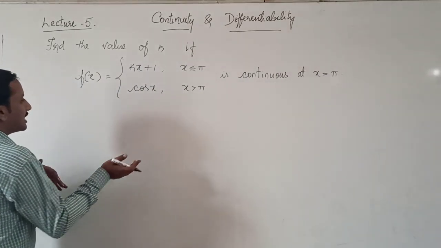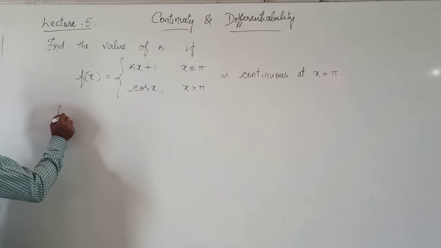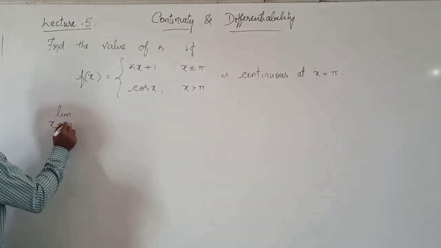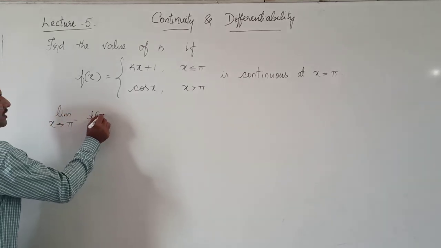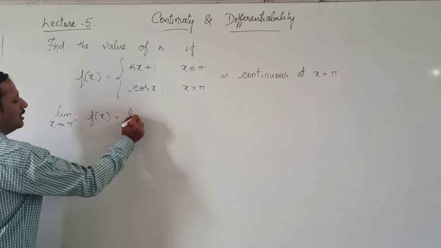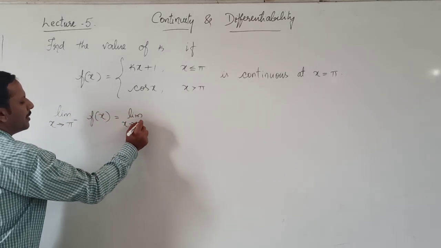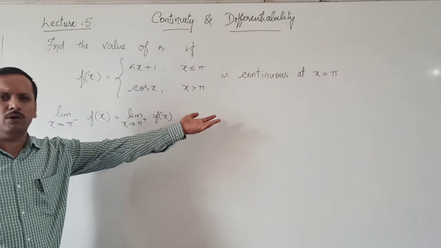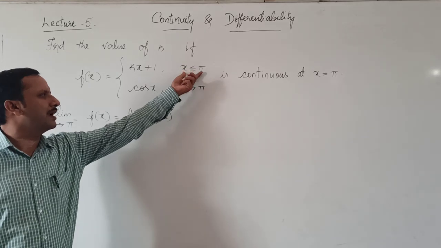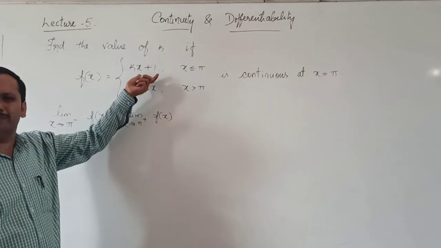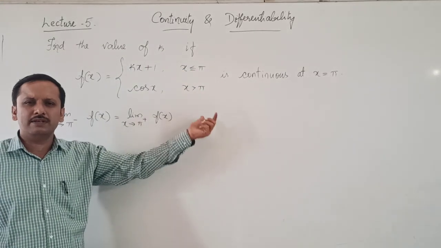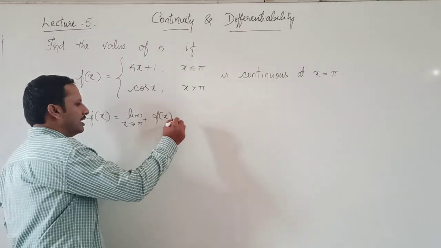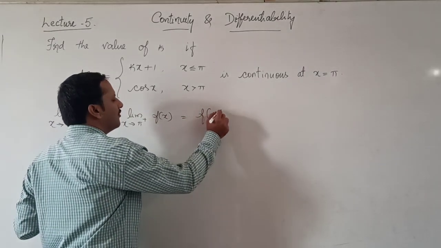So, since it is continuous at x equal to pi, I can write limit x tends to pi minus f of x is equal to limit x tends to pi plus f of x, which is also equal to f of pi. But f of pi value and left hand limit will be one and the same, hence need not write, or if you want you can write also, nothing wrong with it, f of pi.